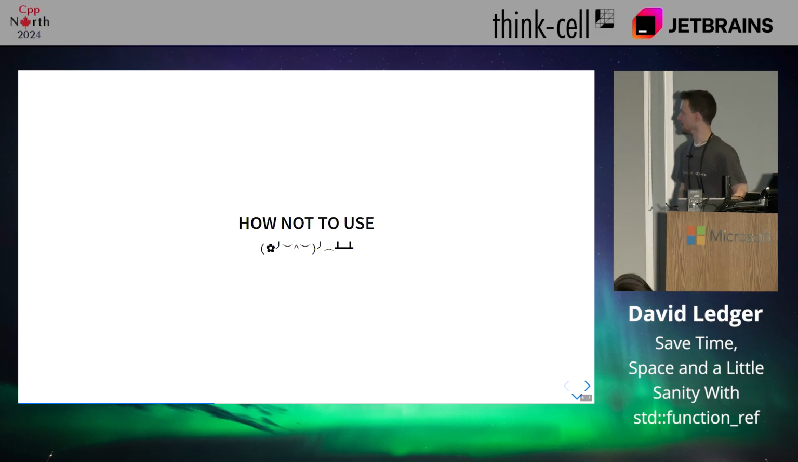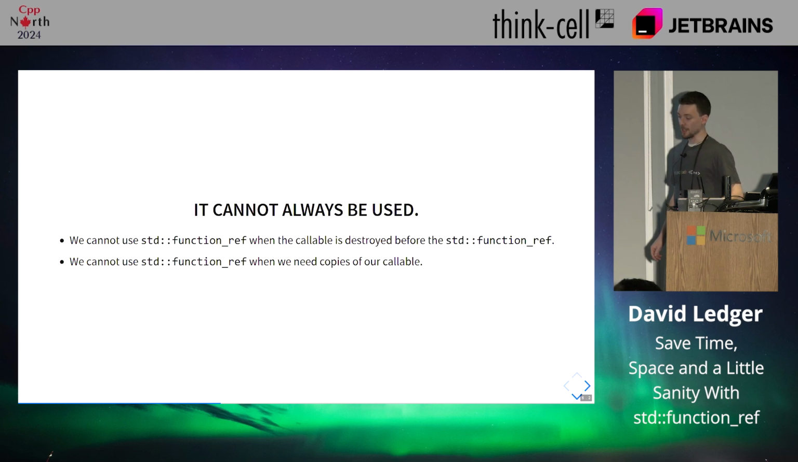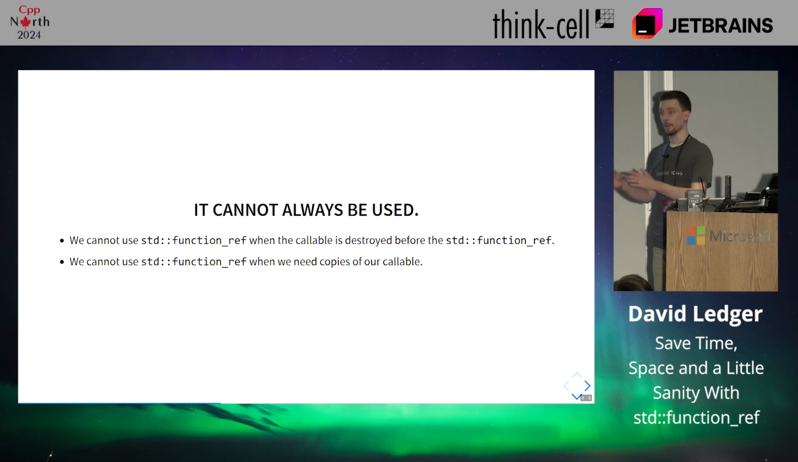Now, this is where we get into the more interesting stuff, how not to use standard function ref, because there's a lot of ways you can shoot yourself in the foot. We need to be really careful using standard function ref, because we are referencing something, and we need to pay attention to the lifetime of what we're referencing. We need to be sure that the thing we're referencing outlives the standard function ref that we are using. We can do this with scope. So if it's from the enclosing scope, you're probably going to have a dangling reference.